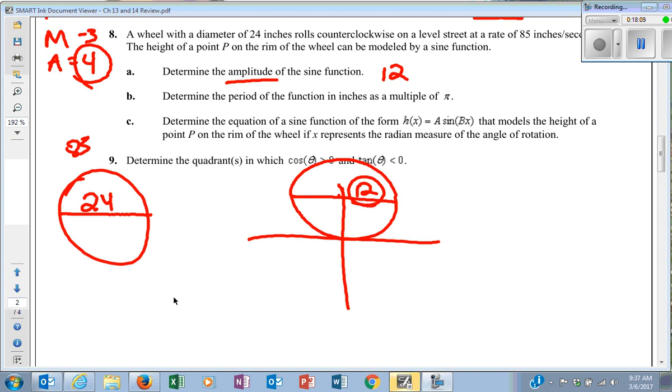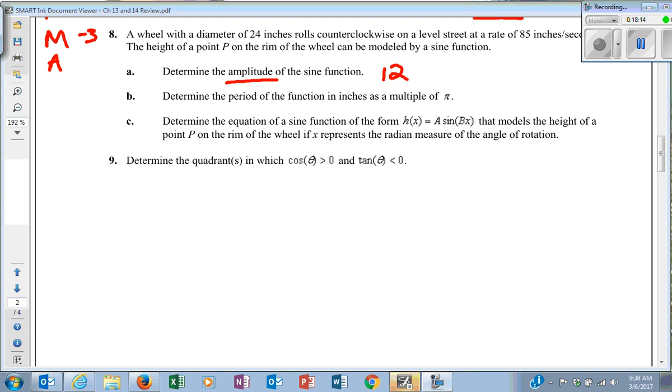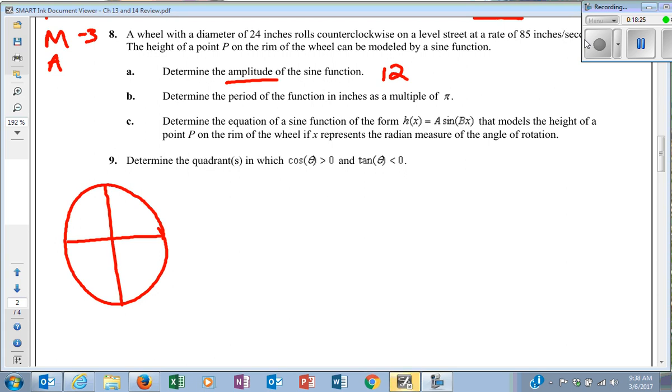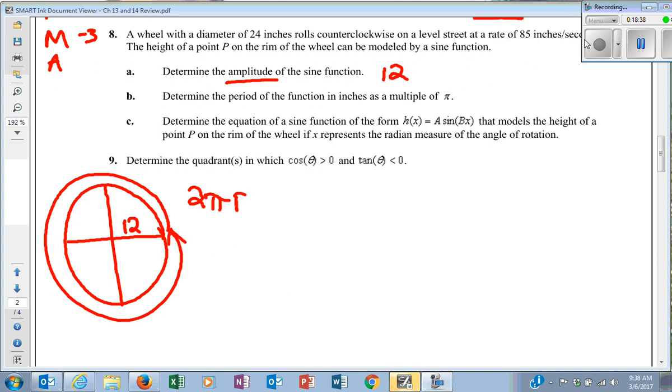The period, think of this in real terms. The period is how long it takes for it to go around one complete time. Well, I know that this is my radius, which was 12, we talked about that, and I know to go all the way around, that would be called my circumference. And circumference from geometry is 2 pi r. Well, I just figured out that my radius is 12. 12 times 2 is 24, so my period would be 24 pi.